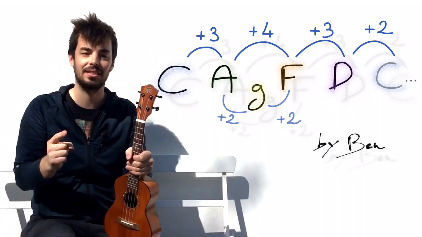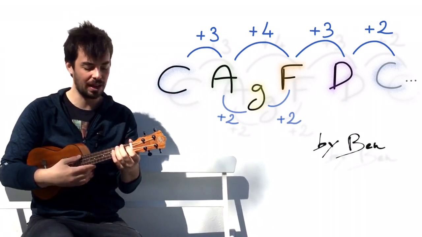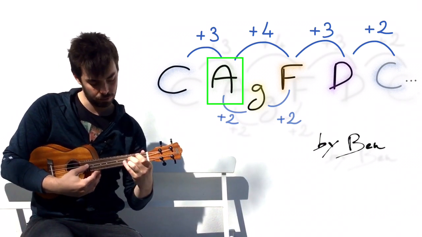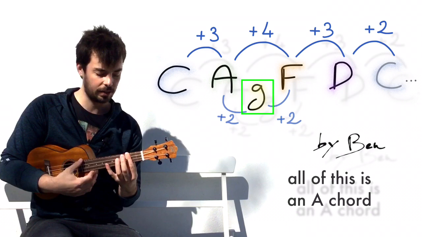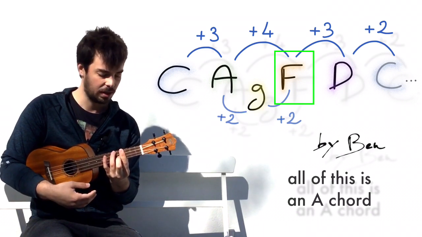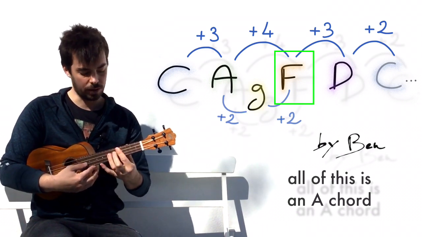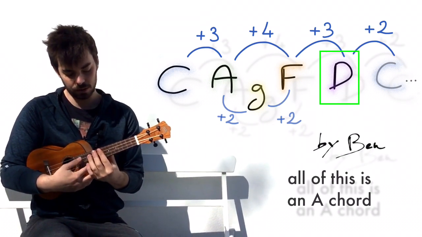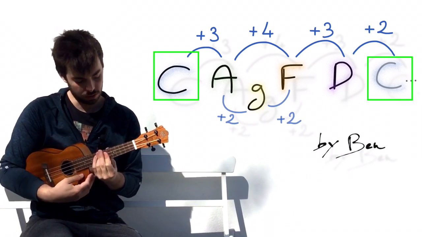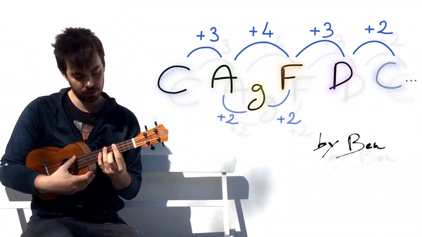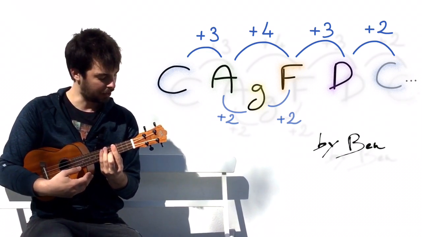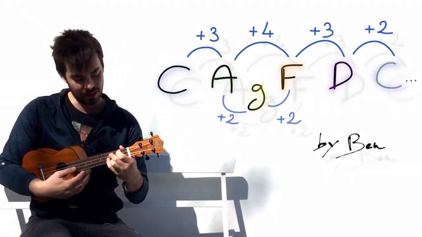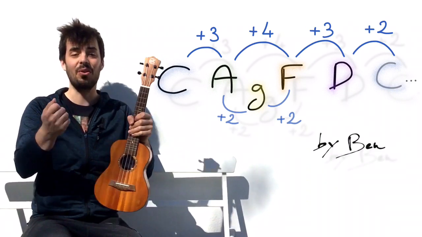Now, the magic about this is that you can do this with all the chords you want, with an A, for example. A plus 2, let's do the G shape. Plus 2 again, F. Plus 3, 1, 2, 3, and D shape. And plus 2 to the C, 1, 2. Minus 3, minus, there's heavy maths here, 2, minus 2. So you can use it to go up or down.